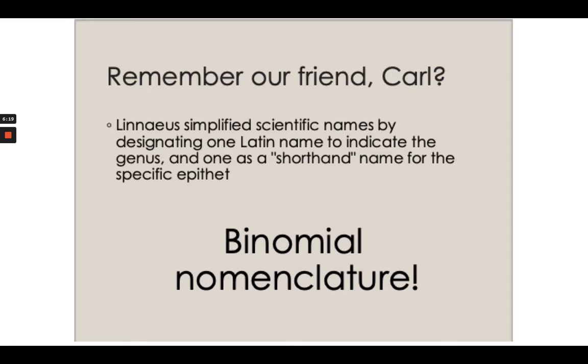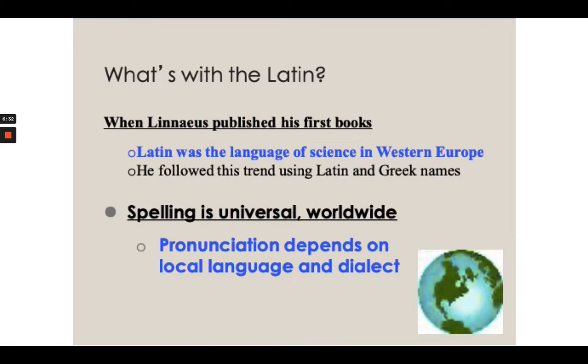Do you remember Carl Linnaeus? He simplified the scientific names by designating one Latin name to indicate the genus and one as a shorthand name for the specific epithet. And this is our binomial nomenclature.